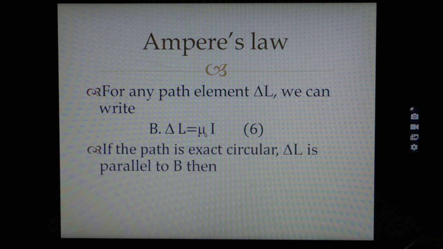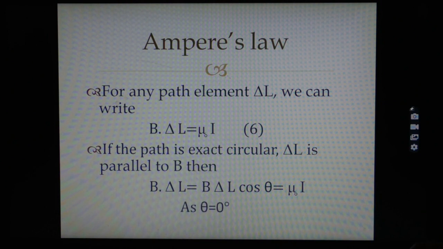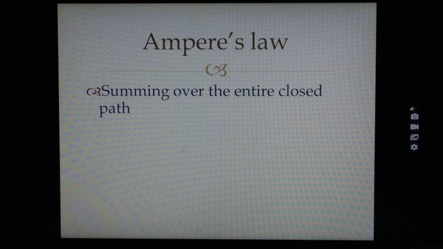If the path is exactly circular, delta L is parallel to B. Then B dot delta L is equal to B delta L cos theta, that is equal to mu naught into I. So these are all analogous equations. As theta is equal to 0, what does it mean? B and delta L have the same direction. Then cos 0 is 1. So we get B delta L is equal to mu naught into I.